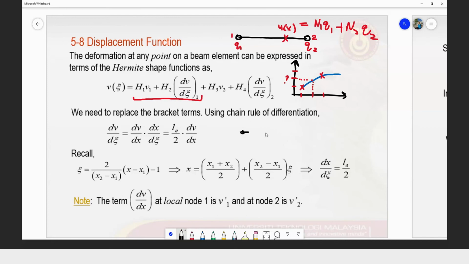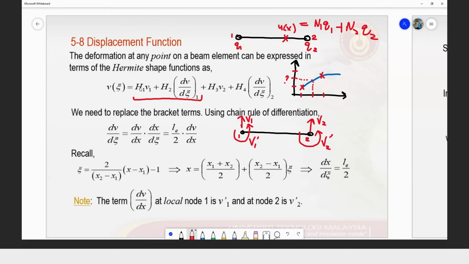So untuk beam, kalau saya boleh lukiskan semula, kita ada V1 and V prime 1. V prime 1 at node number 1. Kita ada V2 untuk node number 2. Dan kita ada V prime 2.